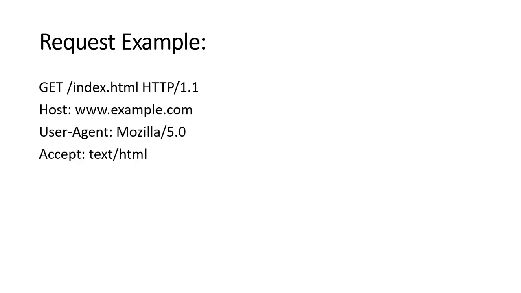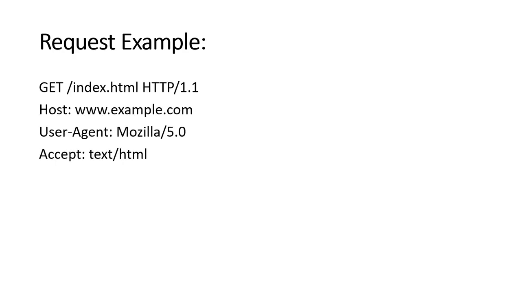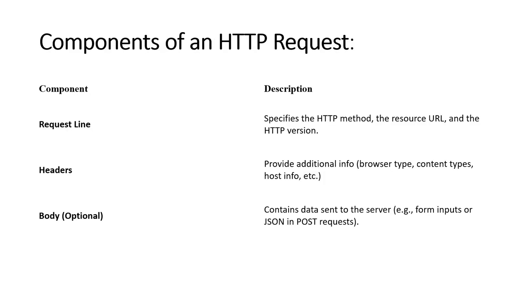Next, Host: www.example.com, User-Agent: Mozilla/5.0. It comes under the headers. Headers provide additional information such as browser type, content type, source information, etc. Accept: text/html also comes under the header type.